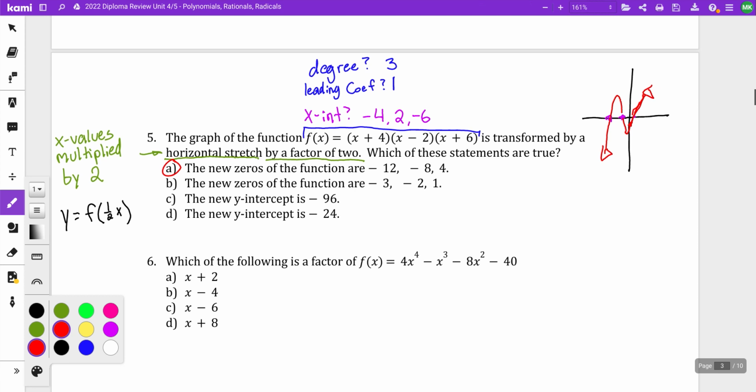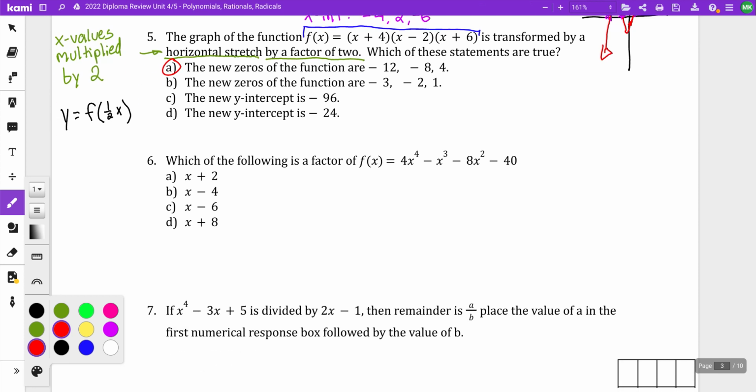Awesome. Number 6. Which of the following is a factor of f of x equals that whole polynomial there? That means which of these could divide into that polynomial? Now you could try dividing it into all those, and that would be awful, right? Or we could use something called the factor theorem. I almost never call it that, but the technical term is the factor theorem.